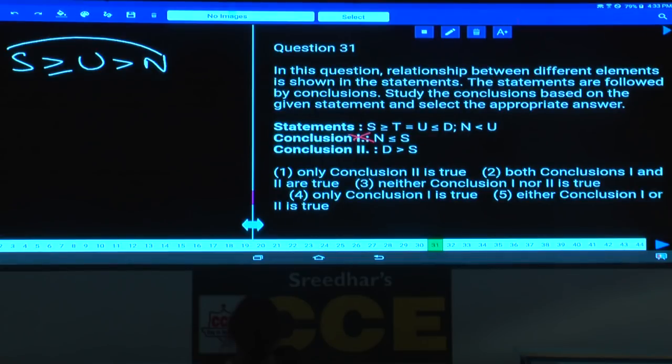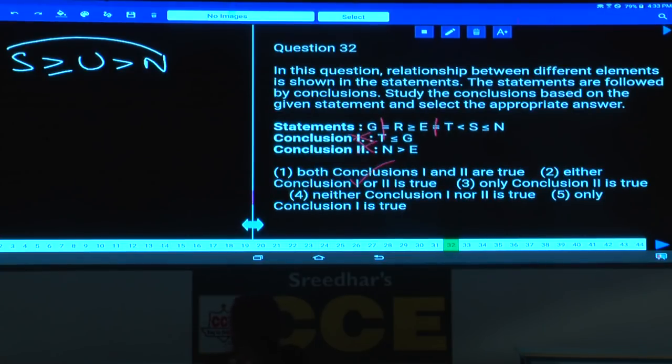The next one, d and s. Now the relation between d and s, if you observe here, s greater than and this is lesser than, two opposite symbols between these two letters. As two opposite symbols are there, neither one nor two, and it is given choice 3. None of these two conclusions follow.